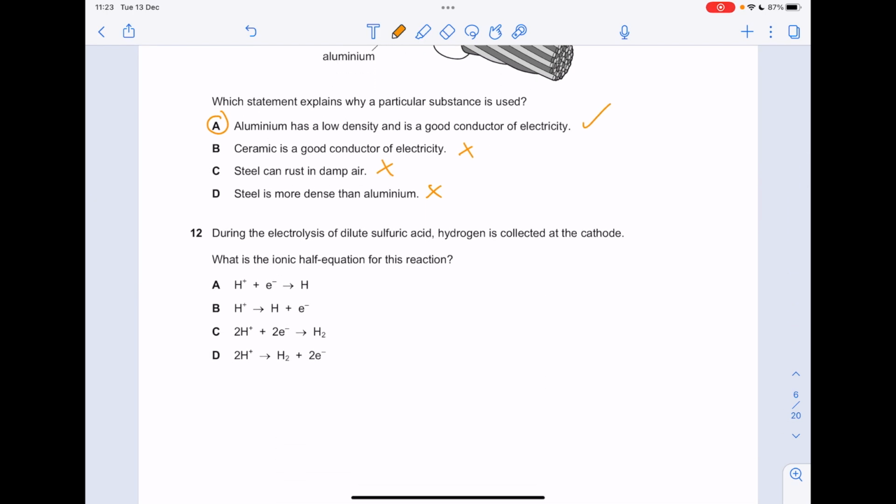During the electrolysis of dilute sulfuric acid, hydrogen is collected at the cathode. Remember, this is the negative electrode. What is the ionic half equation for this reaction? So we have hydrogen ions forming hydrogen molecules. Get that balanced and add 2 electrons to show the reduction reaction taking place. Have a look down here. Which one does it match up with? It's C.